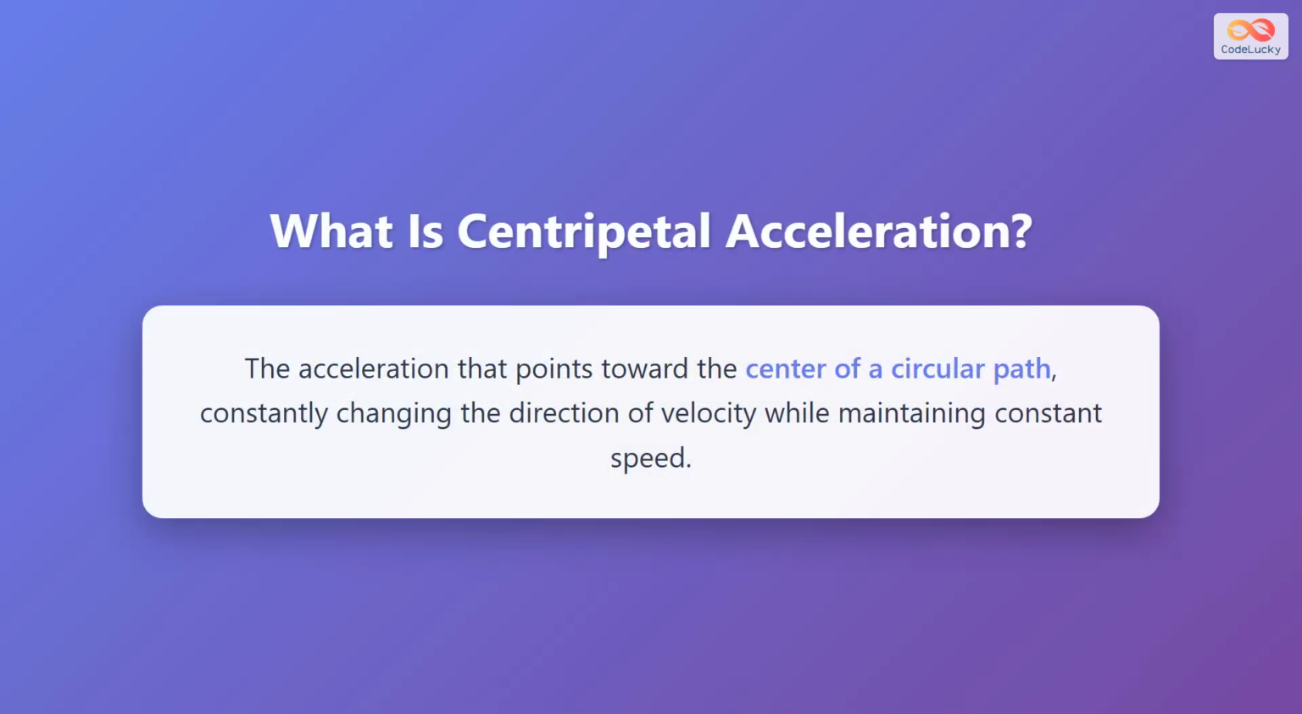Centripetal acceleration is the acceleration that points toward the center of a circular path. When an object moves in a circle, its direction is constantly changing, even if its speed remains the same. This continuous change in direction means the velocity is changing, and whenever velocity changes, there must be an acceleration. This acceleration is always directed toward the center of the circle, keeping the object on its curved path rather than moving in a straight line.